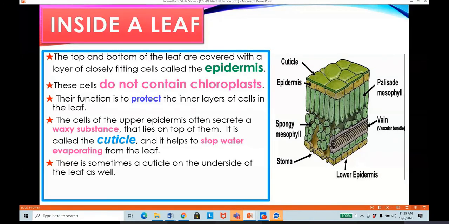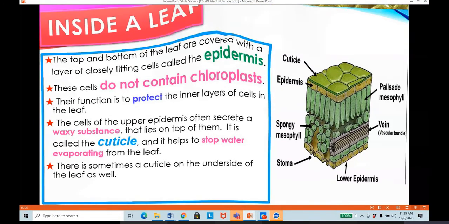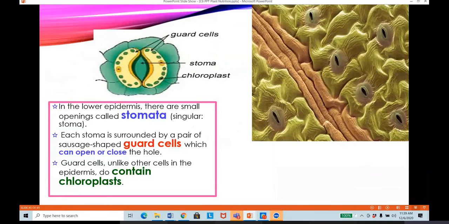That is why they are not green in color. So they don't even photosynthesize. Their only function is to protect the inner layers of the leaf. Excellent. Now, who's going to tell me the function of the stomata and where are they present? A stomata is present in the lower epidermis.